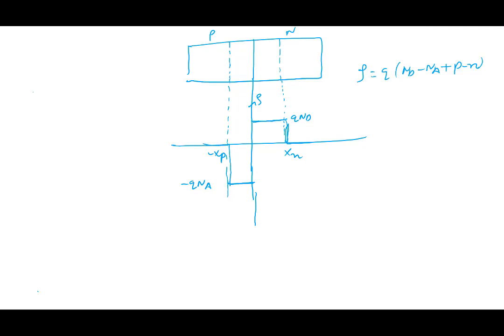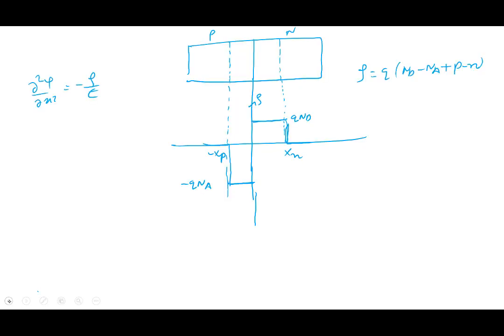So now you have everything: del square psi by del x square equal to minus rho by epsilon. With this assumption that rho looks like q Nd and minus q Na, you have an equation, and you have the boundary conditions. You have everything available to you. You have rho, you have the equation, and you have boundary conditions, so you can solve here. Note that this equation can be written as del E by del x equal to rho by epsilon.